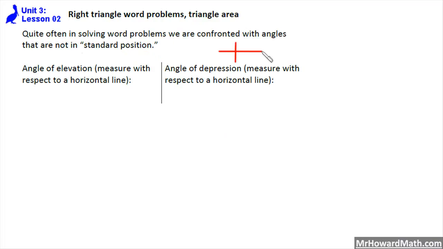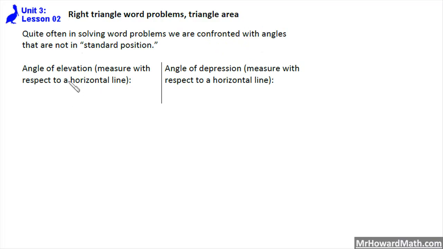And remember, that just means if you have a coordinate plane here, standard position means your terminal side rotating counterclockwise is positive and clockwise is negative. That's all that means. So this is an angle in standard position. Now, in these word problems, we're going to see other things.